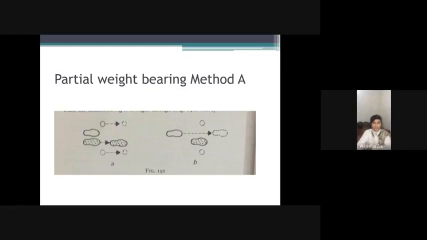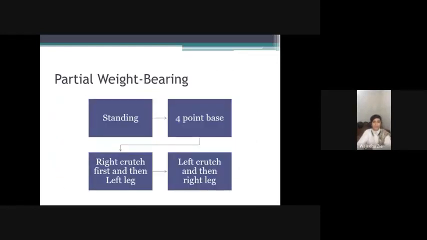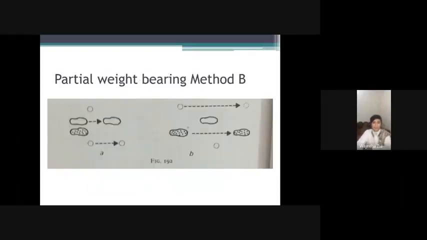So this is the partial weight bearing with method A, and this was the partial weight bearing method B. It is also a 4-point gait, and it is also known as the reciprocal gait. The patient will move the right crutch with the left leg and the left crutch with the right leg. So, reciprocal gait. The partial weight bearing can be done with the two methods.